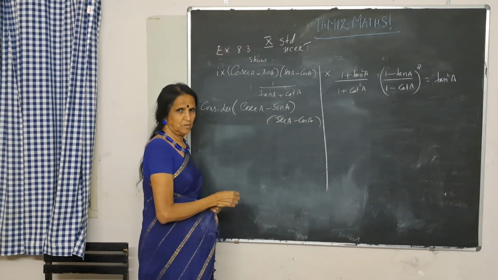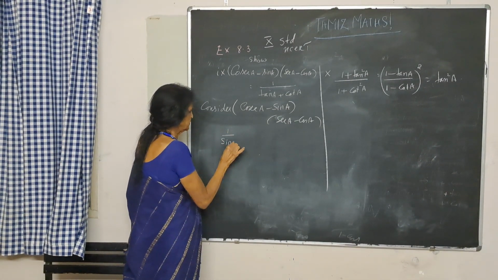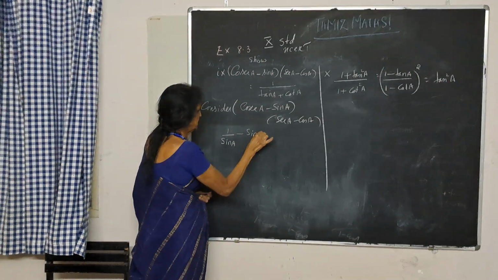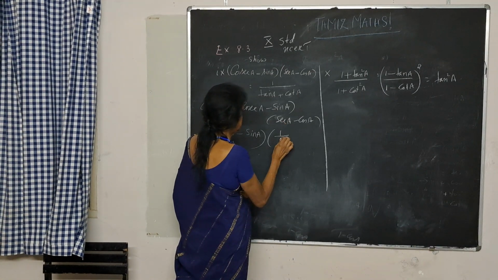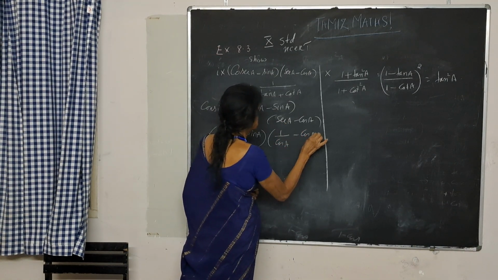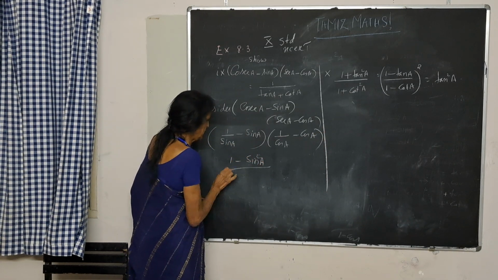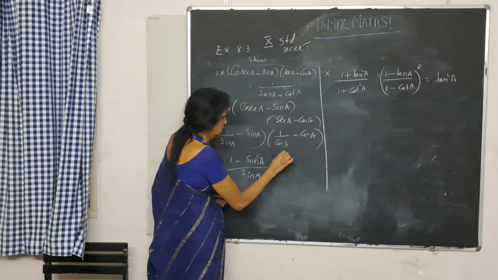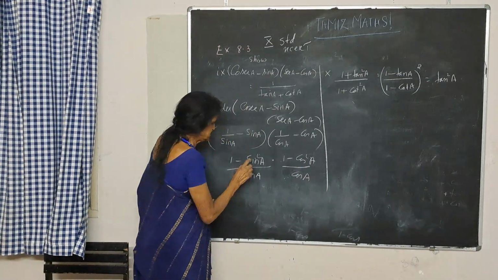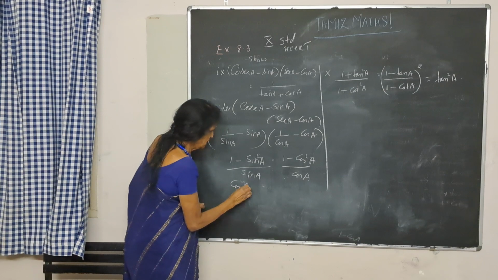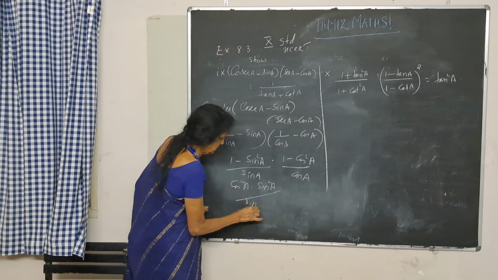What do you think we will do? I think you can write me now. Cosecant A will be 1 by sin A minus sin A, into secant A, which will be 1 by cos A minus cos A. Take LCM: 1 minus sin square A by sin A, into 1 minus cos square A by cos A. 1 minus sin square A will be cos square A, and 1 minus cos square A will be sin square A, by sin A cos A.